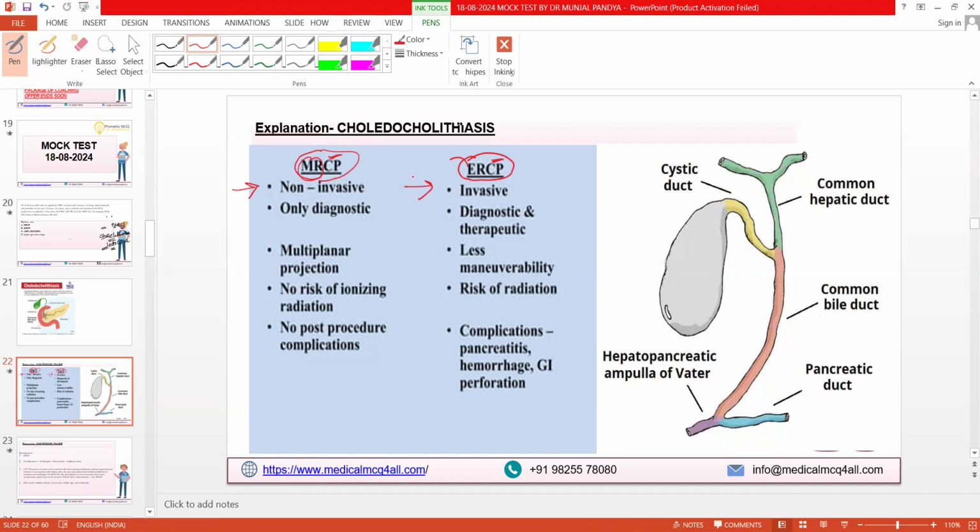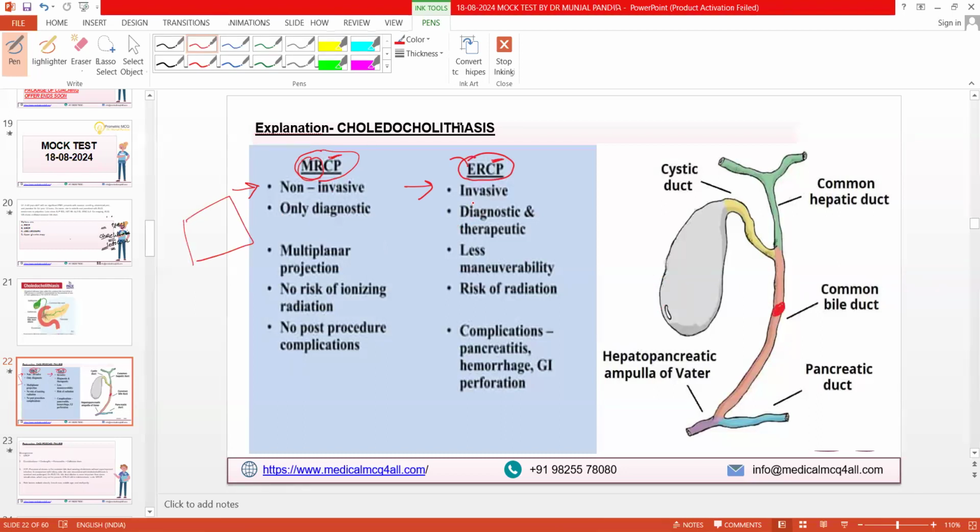Why? Because you are entering the scope inside the mouth, oral cavity, esophagus, stomach, and reaching up to the second part of the duodenum. I'll explain everything. This is just for the diagnosis. If you take an MRI, you know that there is a stone in the common bile duct. You just know, but you can't do anything. You are helpless. With MRI, you can't remove the stone.